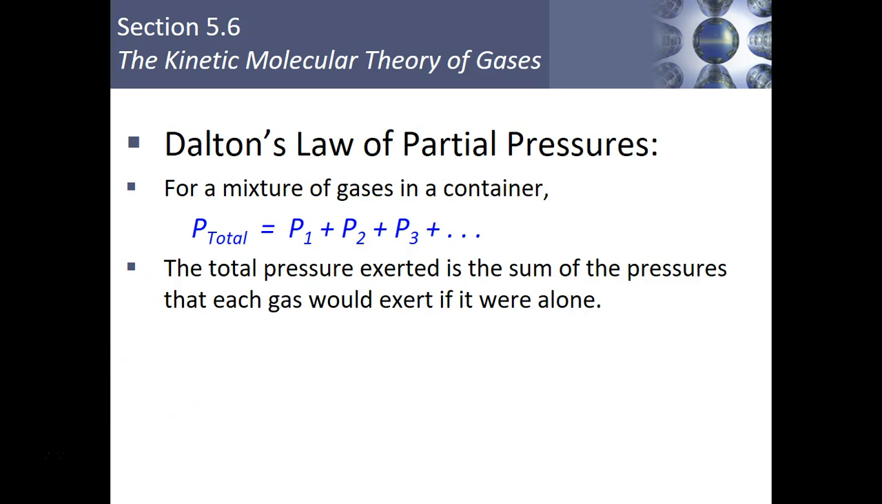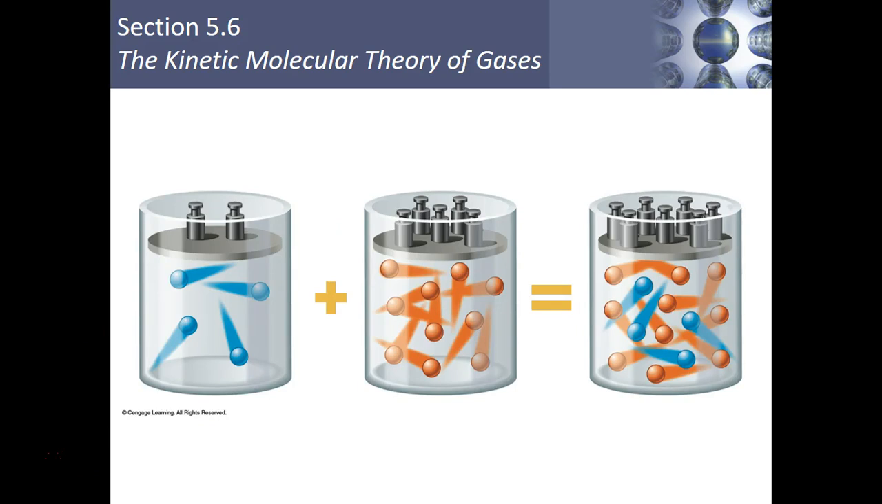We're going to go ahead and look at a couple of examples here. The first one on the left, you can see the blue molecules have their own individual pressure, depending on how fast the molecules are moving. In the second container, we're going to have our own pressure here. If we're able to combine these two gases into the third container, the third pressure is just going to be equal to the sum of the first two pressures.